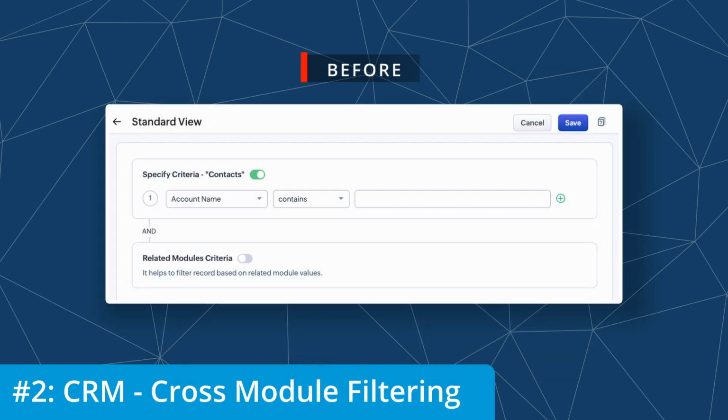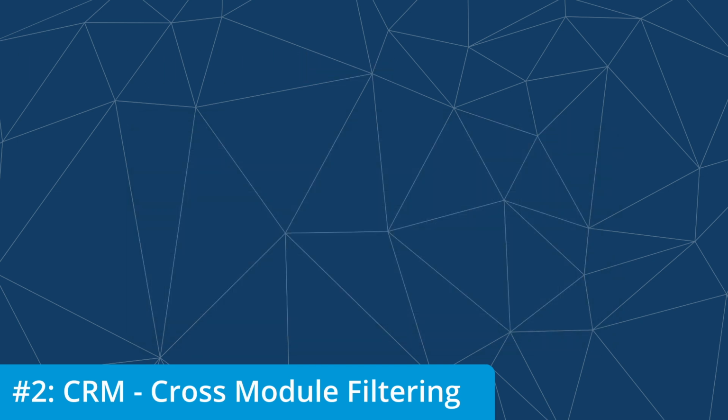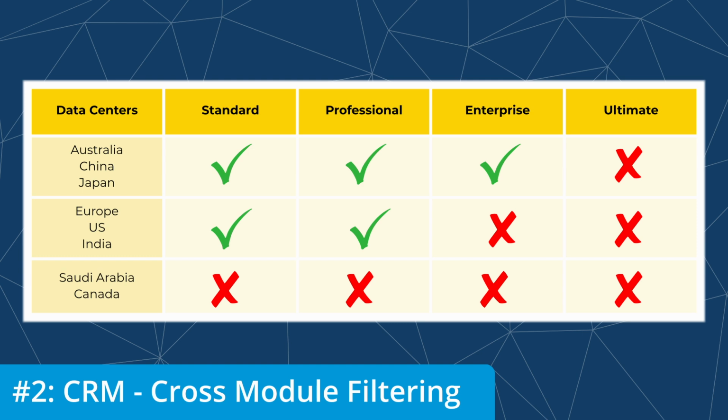You can use up to 3 lookup fields in your filters, each with up to 5 fields each. And once you've refined your list, you can act on it directly by exporting, sending a mass email, or even performing a mass update. It's worth noting that this feature is currently available for the following data center and CRM version combinations.